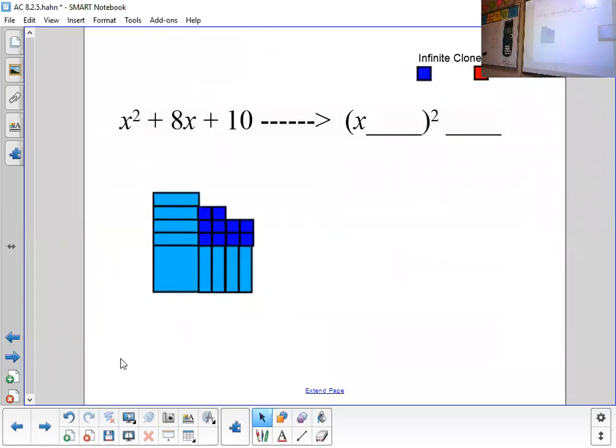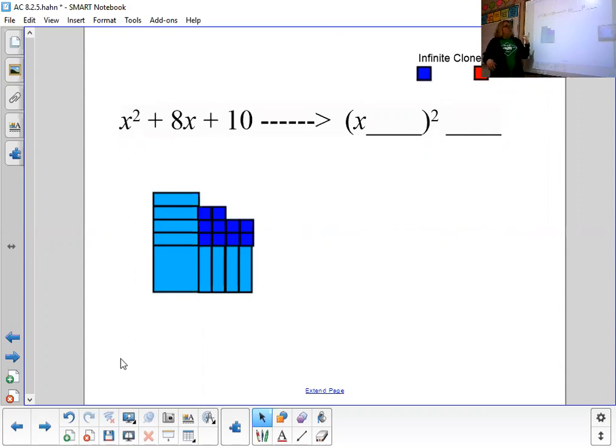Okay, so we don't know how to go from standard form to vertex form. So this is how we're going to do it. Let's say I have this equation: x squared plus 8x plus 10. When you guys learned how to factor, we used the algebra tiles and we made a rectangle out of them, right?